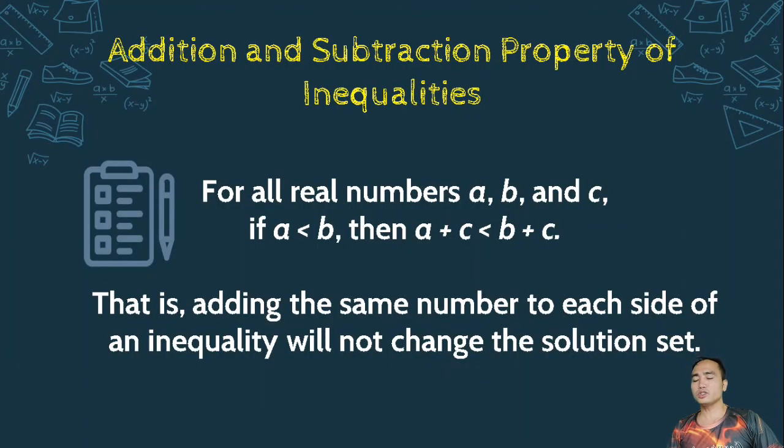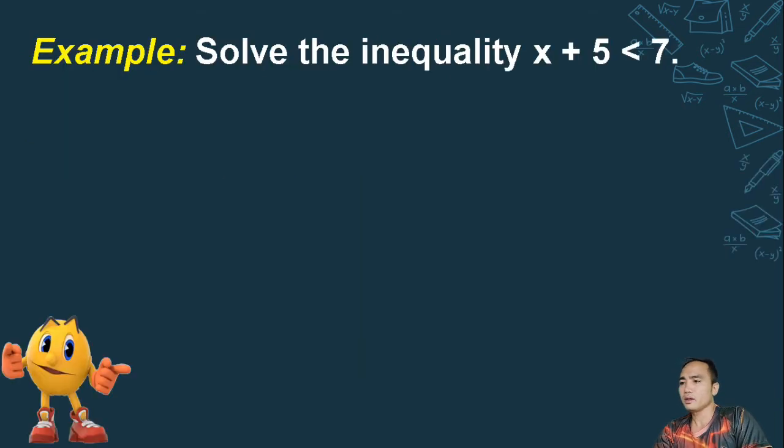Addition and subtraction property of inequalities. For all real numbers a, b, and c, if a is less than b, then a plus c is less than b plus c. That is, adding the same number to each side of the inequality will not change the solution set. Solve the inequality x plus 5 less than 7.